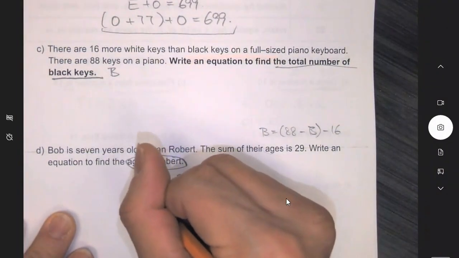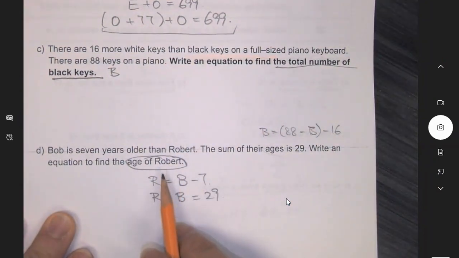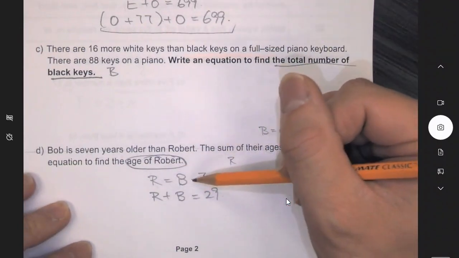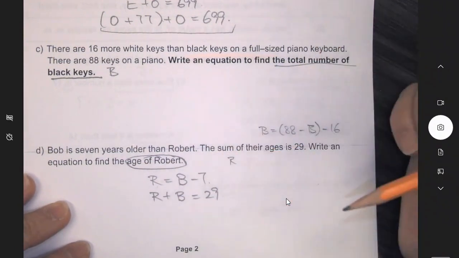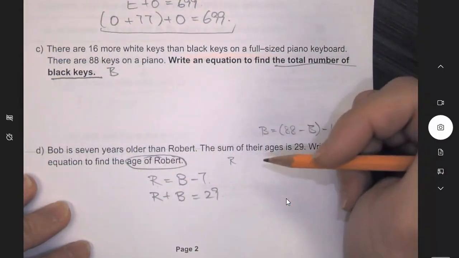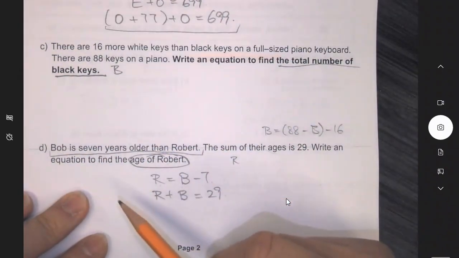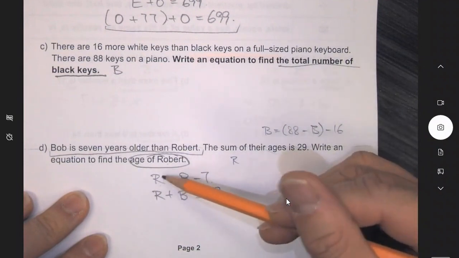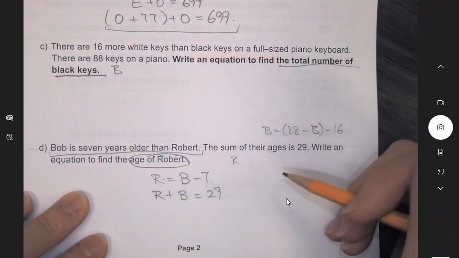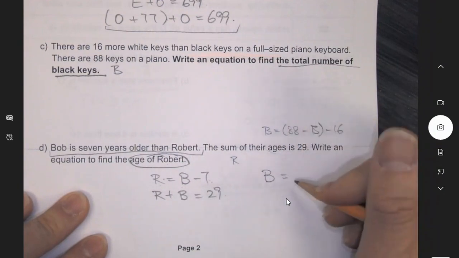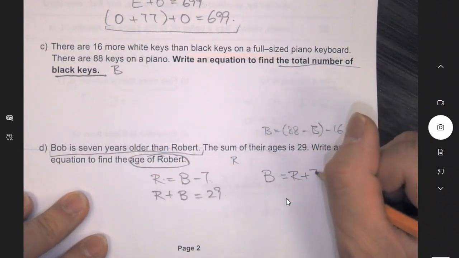The sum of their ages is 29. So I want to find an equation that has R. Now, you notice I have R equals B minus 7, but if I substitute this in, I only have B's. That's not what I want. I want an equation that finds the age of Robert. So you go back to this sentence and figure out a different way to rearrange it. To find the age of Bob, isn't it just Robert plus 7 years older? Okay.